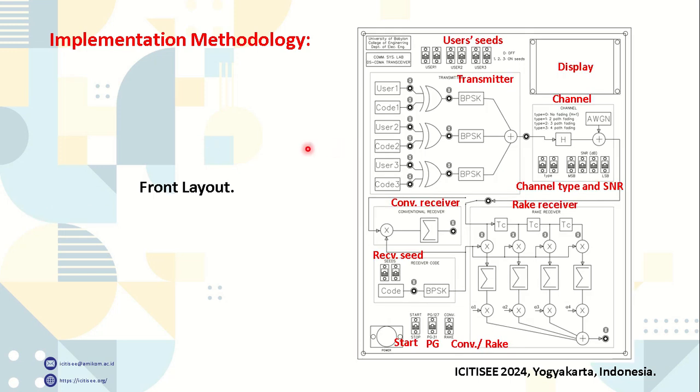This figure shows the proposed front layout of the board. We can see the different parts of the system. Here we have the transmitter with the 3 users, the channel, the 2 types of receivers, the display, switches for configuration, and banana connectors to inspect the required signals.